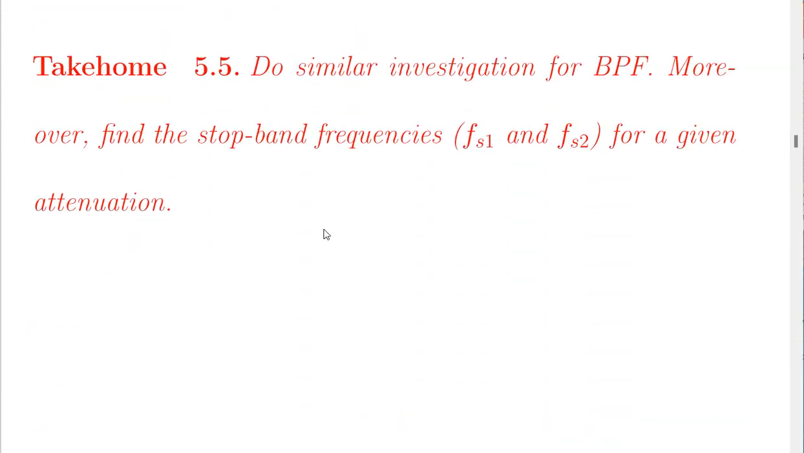Now, take home 5.5. Do a similar investigation for the bandpass filter. Moreover, find the stop-band frequencies fs1 and fs2 for a given attenuation. Every time you need to improve the coding presented in the lecture notes.